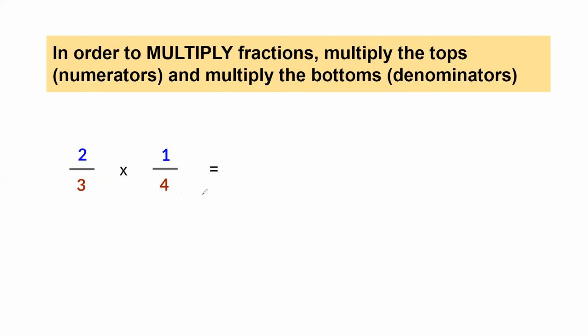And we're going to create a new fraction. So let's see how that looks in this case. We set up our new fraction, 2 times 1 on top, 3 times 4 on the bottom. Then we simplify. 2 times 1 is 2, 3 times 4 is 12. And then finally, we want to take a look at reducing that fraction if possible. 2 and 12 can both be divided by 2. 2 divided by 2 is 1. 12 divided by 2 is 6. That leaves us with 1/6 as a final answer.